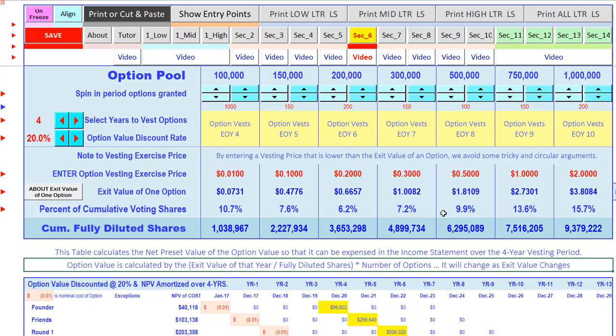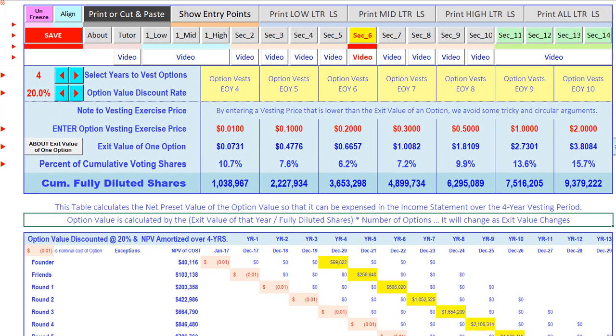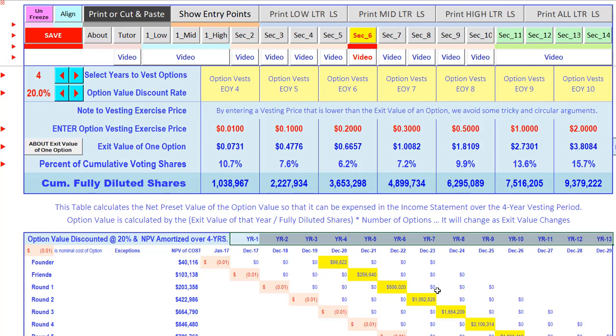Now what happens is that we have a value in the future. We want to discount it back to present. If we go down to this table right here, I think you can see what we're talking about. Here we have years, and we've shown a total of 13 years, even though our model goes 7 years. Now, the stair step of yellow, this is actually the value of the founder options in year 4.